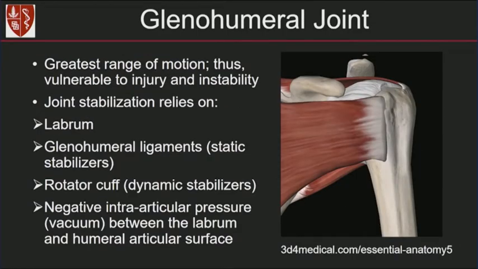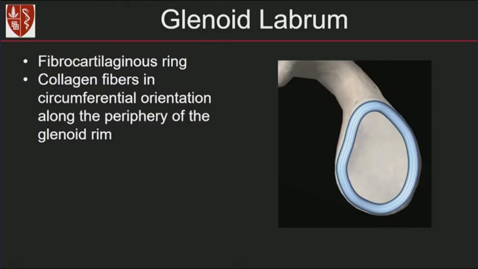The negative intra-articular pressure, which is the vacuum between the labrum and the humeral articular surface, also plays a role. The labrum is a fibrocartilaginous ring. It has collagen fibers in a circumferential orientation along the periphery of the glenoid rim.